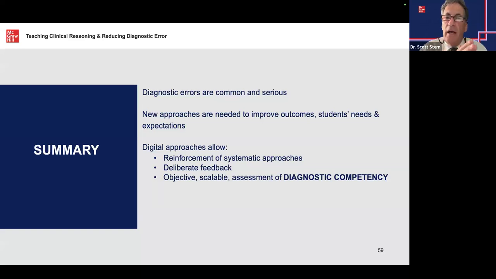So in summary, I think it's clear. I think diagnostic errors are common and serious, and that we need new approaches to augment our old approaches to improve outcomes, students' needs, and expectations. And digital approaches do allow us to reinforce these systematic approaches if they're built properly, not just a random set of information that they see online, if they get deliberate feedback. And then we can provide objective, scalable assessment and prove that they're diagnostically competent. That's the goal at the end of the day.